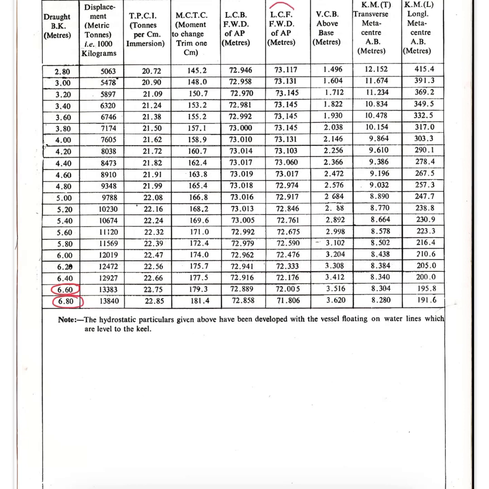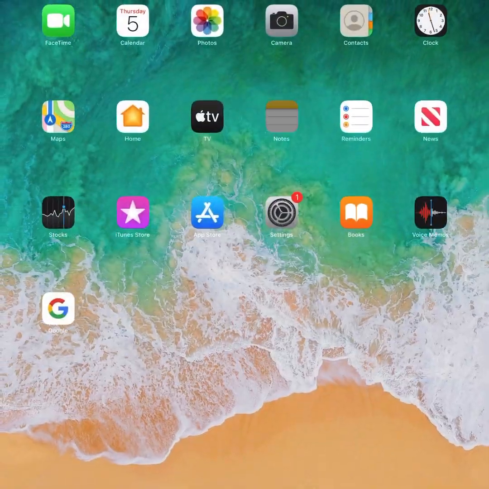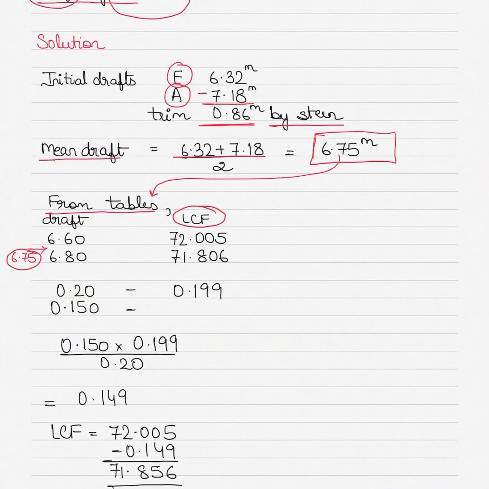The LCF value is of course here. LCF stands for longitudinal center of flotation. So the LCF value is here. This is the point about which the ship trims. So we have two values and we have to now interpolate between these two values to find out the LCF for the mean draft of 6.75.